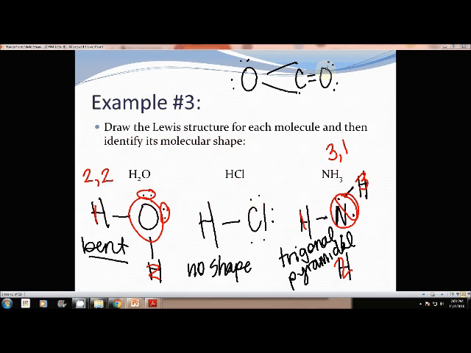Another thing, when you're counting up your unshared pairs, we are only looking at the central atom. So even though, like in this case, the oxygens have unshared pairs on them, those unshared pairs do not matter on our VSEPR handout because we are only looking at what is on the carbon, only what is on the central atom. Okay? So that's where you want to make sure you have a correctly drawn Lewis structure, because then you just look at the central atom and don't be distracted by all the other dots on the outsides. Okay? Good to go?